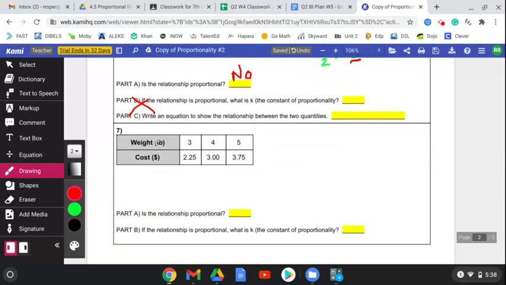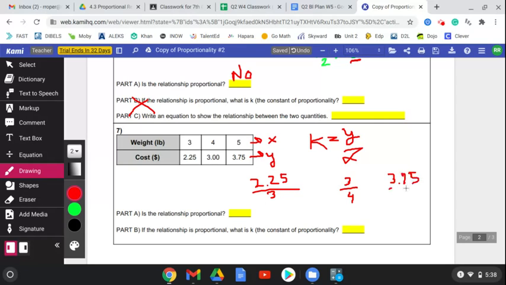Okay, number 7 here, I have weight on top and cost on bottom here. Let me call the weight my x values and the cost my y values. That's normally how we do it. We call the top row our x values and our bottom row the y values, because our y values, the cost, depend on the weight. All right, so to find k, you take your y's and divide by your x's. You can use a calculator here, but just show me how you're putting y on top and x on bottom. So 2.25 over 3, I have $3 over 4 pounds, and then $3.75 over 5 pounds.